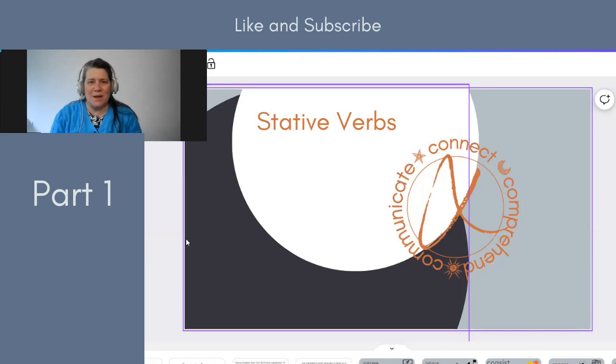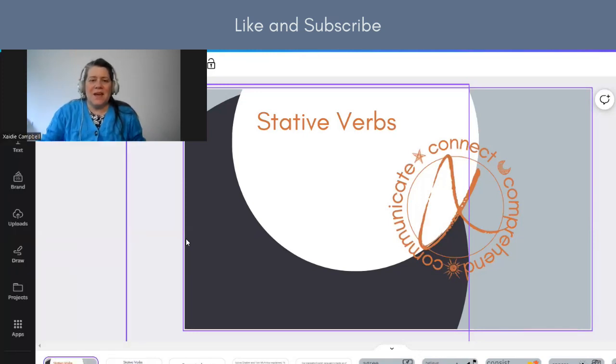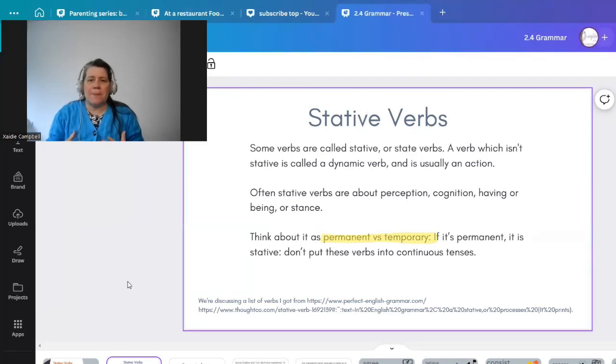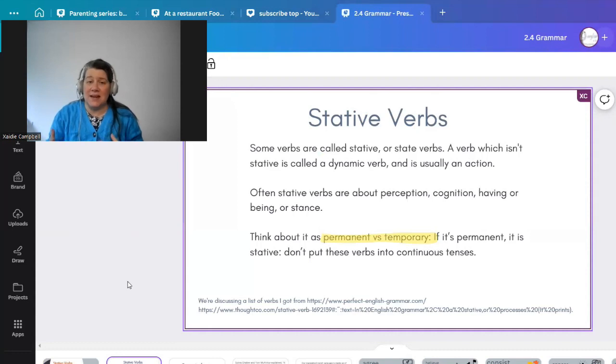Right, let's talk about some stative verbs. Stative verbs are verbs that we usually don't put into present continuous or past continuous. We use them in the other tenses, but the reason we don't put them into the continuous tenses is because they are states of being. Generally, they're about perception, cognition, having or being or taking a stance. So they are stative, not dynamic.